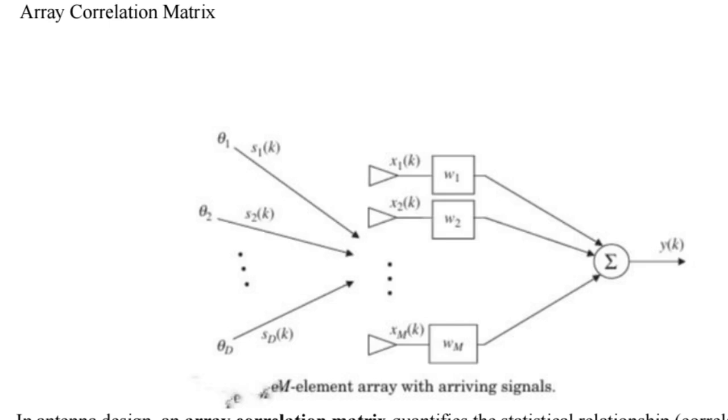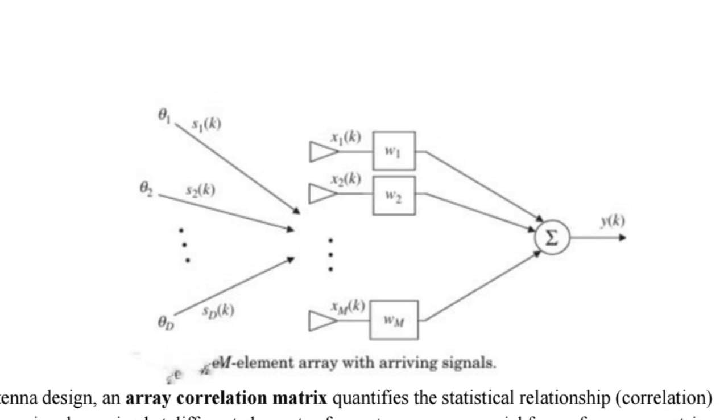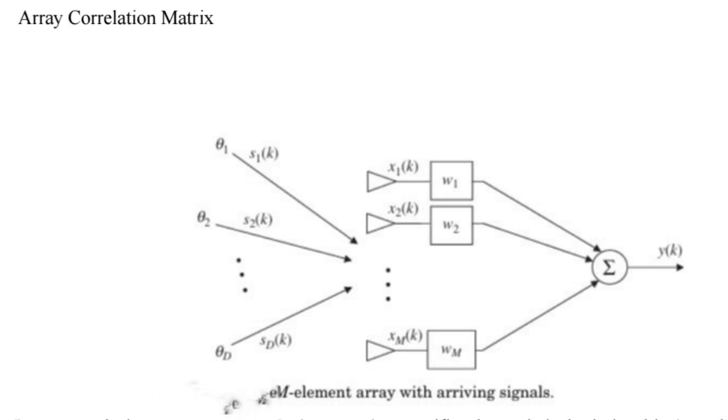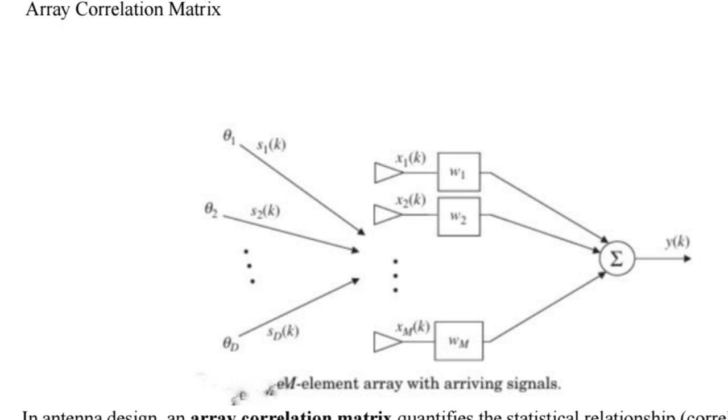So now we are going to discuss the topic of array correlation matrix. Here we need to analyze this M element array with an arriving signal. First, in the diagram you can see the theta angles of each arrival signal are mentioned.